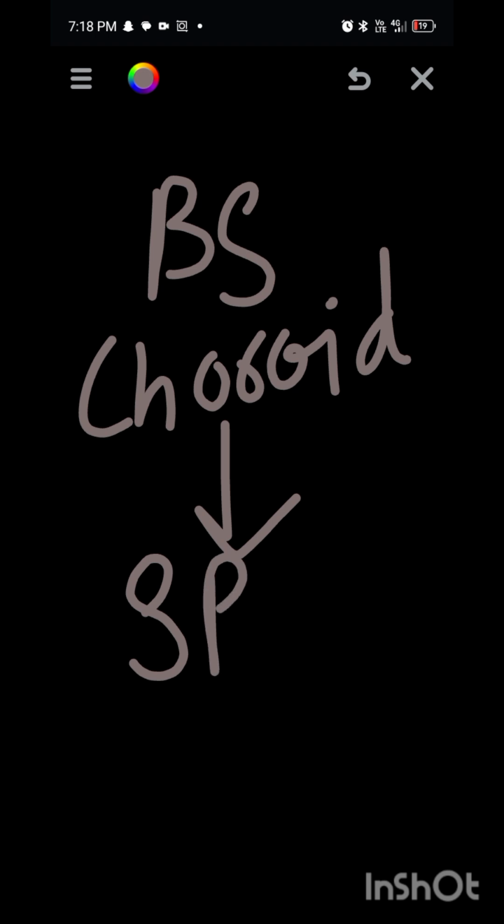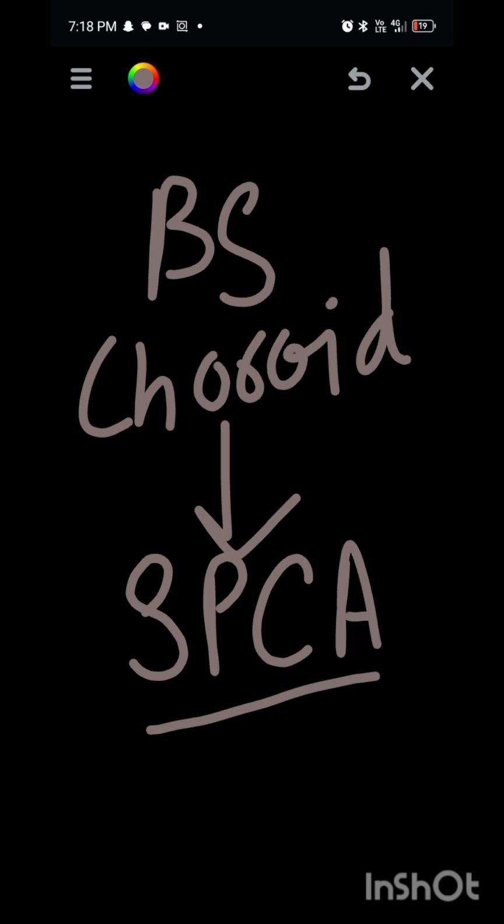Now let us discuss the blood supply of the uveal tract. The blood supply of the uveal tract is very simple. We have choroid, and we have ciliary body and iris. Choroid is supplied by the short posterior ciliary arteries, and ciliary body and iris are supplied by the long posterior and anterior ciliary arteries.